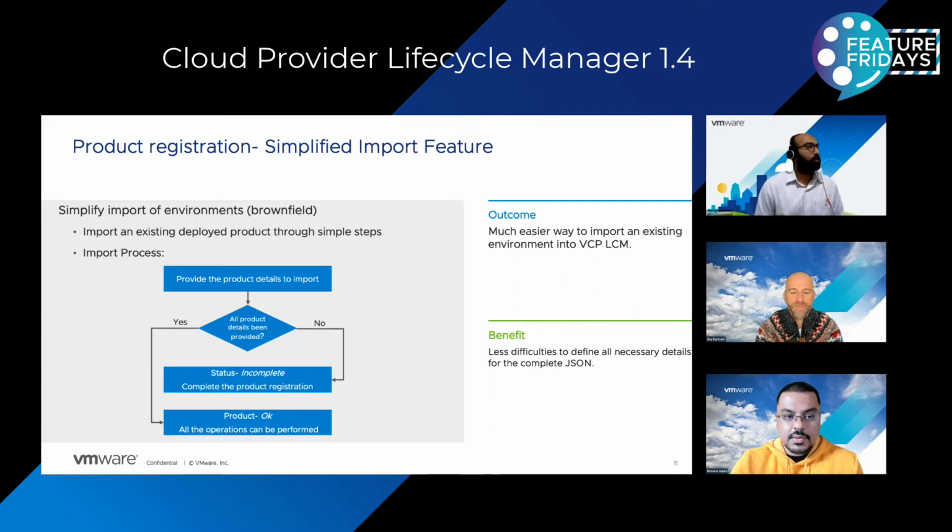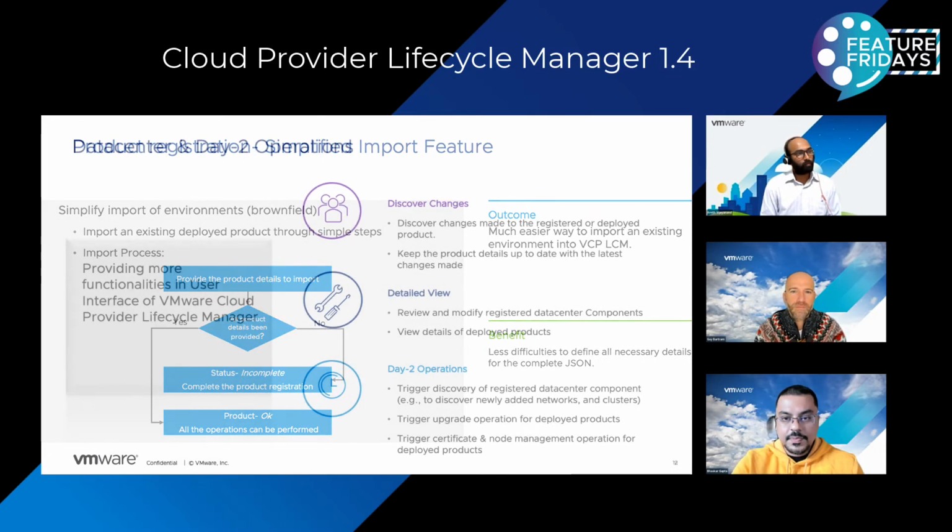All I'm saying is earlier it was a JSON file wherein you had to fill all those parameters: integration, host details, IPs, NFS details, and so on, and NTP, DNS details. But here you don't need to do that. Just 5 or 6 parameters is all that is needed for you to import. And that makes managing a brownfield environment a lot easier with VMware Cloud Provider Lifecycle Manager.